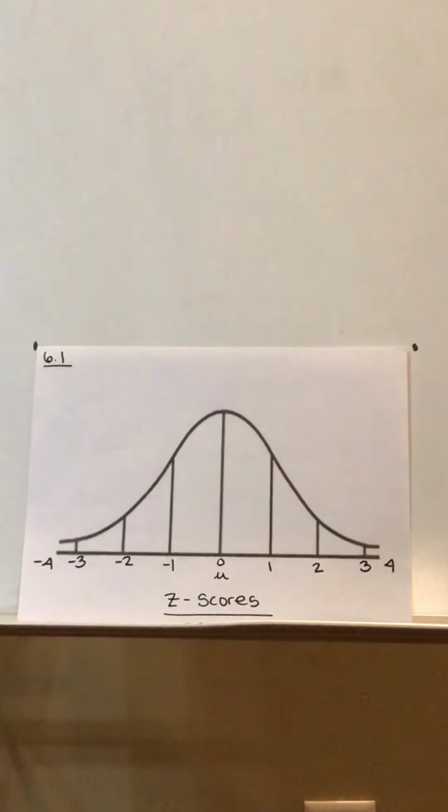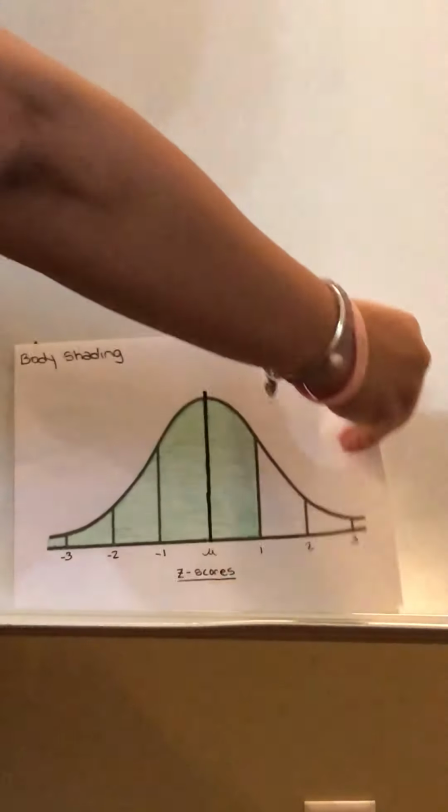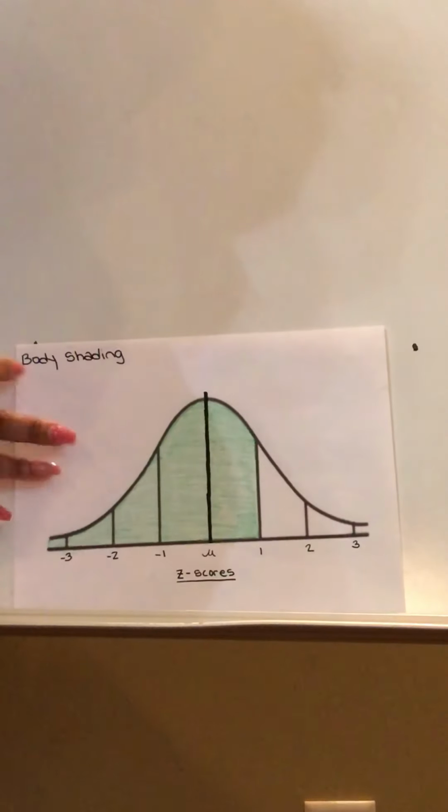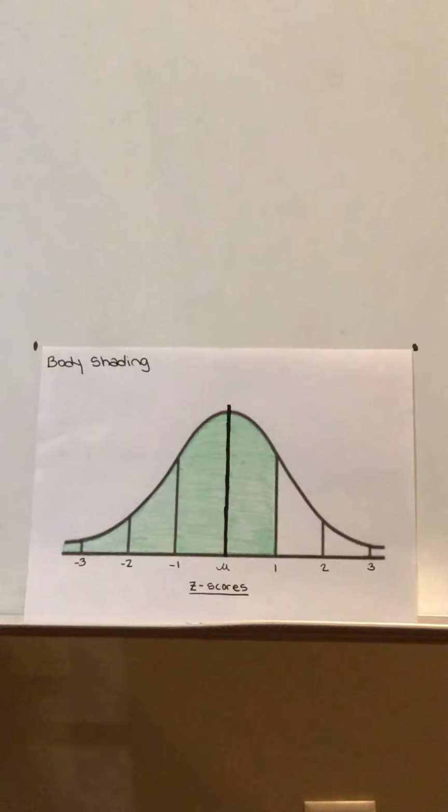Now, I have some bells to represent these 3 shadings. A body shading, make sure you can see it, is represented where the majority of the bell is shaded. The majority of the bell can be shaded all the way to the left, or it can be shaded all the way to the right.